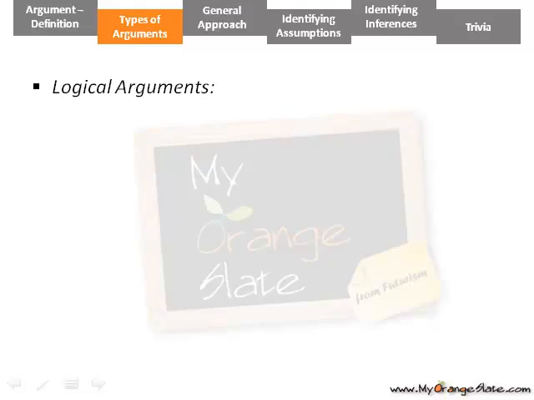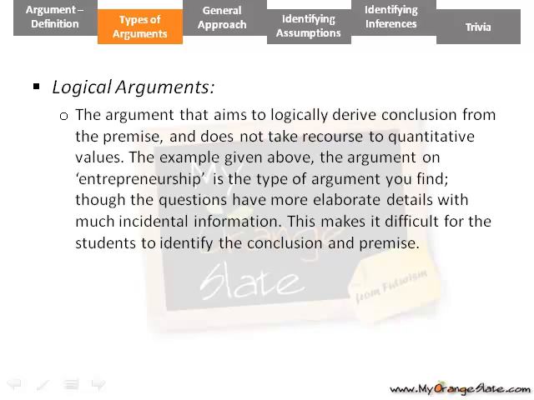If we see the logical arguments, where there is a logical gap between premise and conclusion, the one that we saw in case of entrepreneurship argument. Now these are the arguments that aim to logically derive conclusion from the premise, does not rely on quantitative values. So in this type of arguments, it is relatively easier to identify the assumption, but what makes it difficult for the examinee is the elaborate detail that appears in the passages.